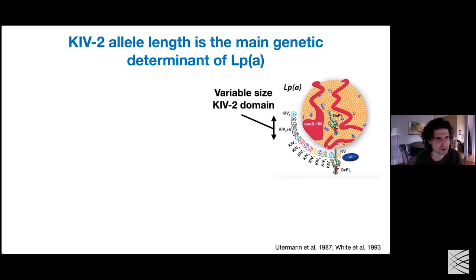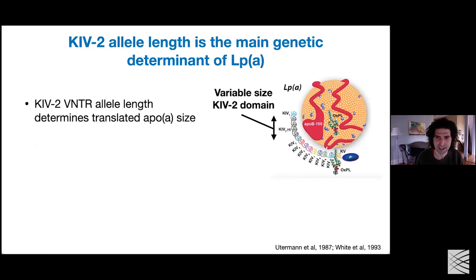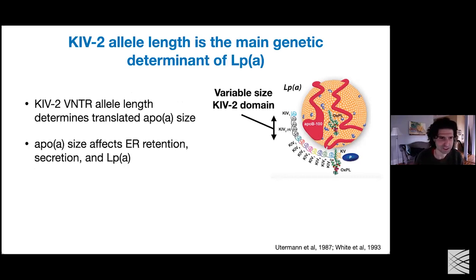The KIV2 allele length, the VNTR allele length, is the main genetic determinant of lipoprotein A concentration. As I mentioned, the KIV2 VNTR allele length determines the translated ApoA isoform size. In vitro studies have demonstrated that ApoA size in turn affects endoplasmic reticulum retention in the hepatocytes that manufacture ApoA. As a result, larger isoforms are secreted less efficiently from hepatocytes and result in decreased lipoprotein A concentration.